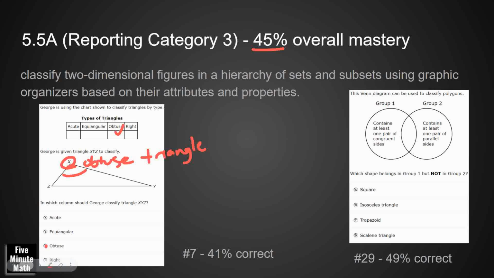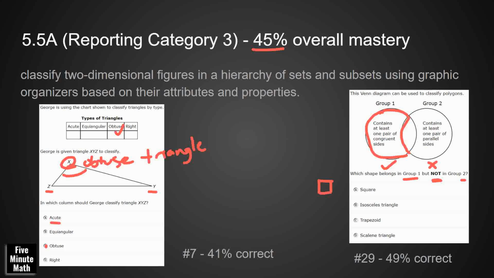A lot of students are going to choose acute because both Z and Y are acute, but 2 out of 3 doesn't work. The third one needs to be acute in order for it to be an acute triangle. Now, number 9, we've got your traditional Venn diagram, but take a look. We're looking for a shape that belongs in group 1, but not group 2, so it needs to end up over here. So it contains at least one pair of congruent sides, but it cannot contain at least one pair of parallel sides. So we need to draw some pictures here.